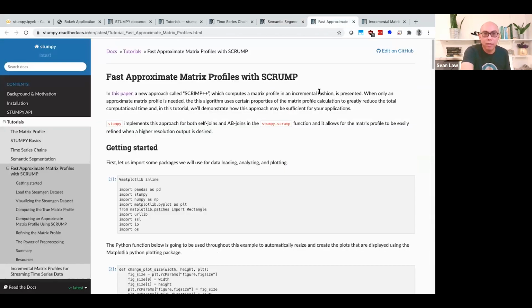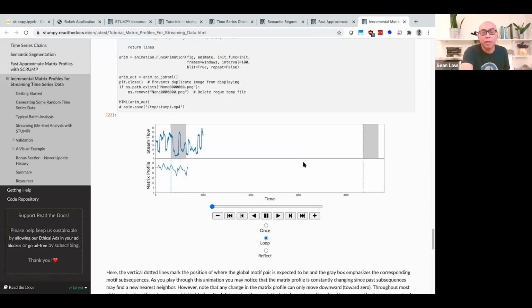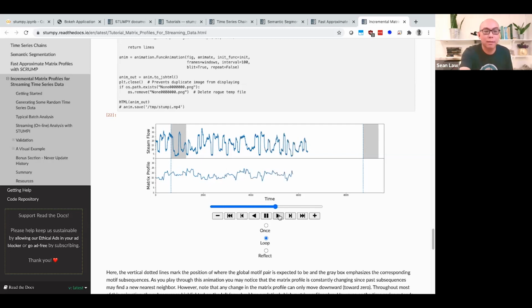I'll touch upon one last one, which is streaming data. This is a time series, the same time series as in the demo, and what's down below is our matrix profile for this data. When I press play, it mimics ingesting a new data point. You'll notice how the matrix profile down below evolves and updates itself because it's finding new things that are closer to it that were never seen before. So you have streaming data. Stumpy has this particular capability.